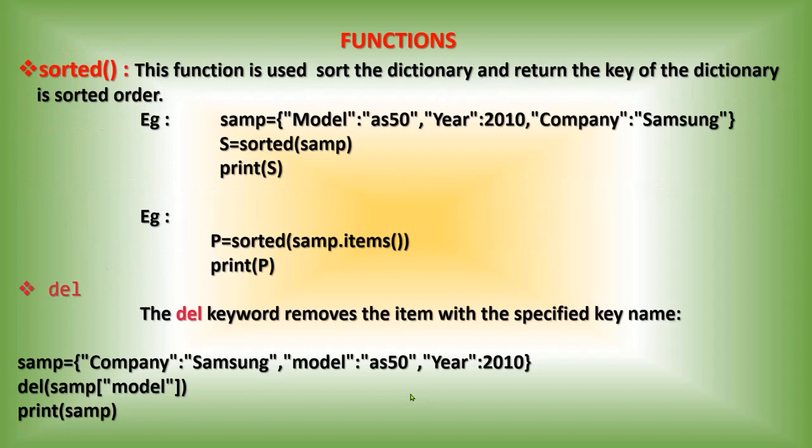Now we can see certain functions. The first function is sorted. Sorted function will sort the given keys and it will display them. I will show you the example.